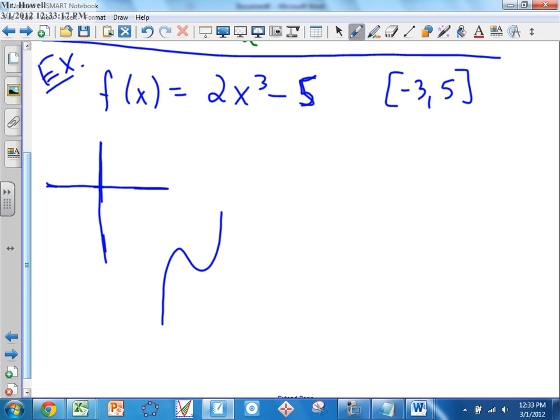Okay, so here, it looks something like that. And we are trying to figure out what is the average value of this function between negative 3 and 5. So between, let's say, negative 3 and 5, wherever that is. Is 5 to the right of that? Is that correct?